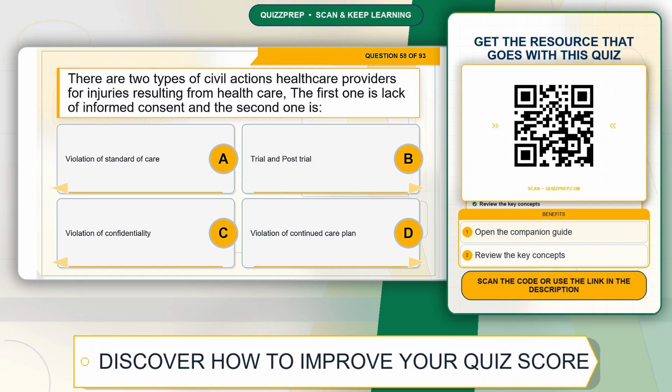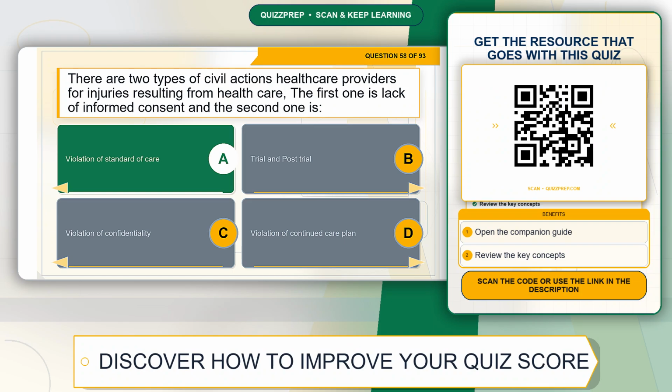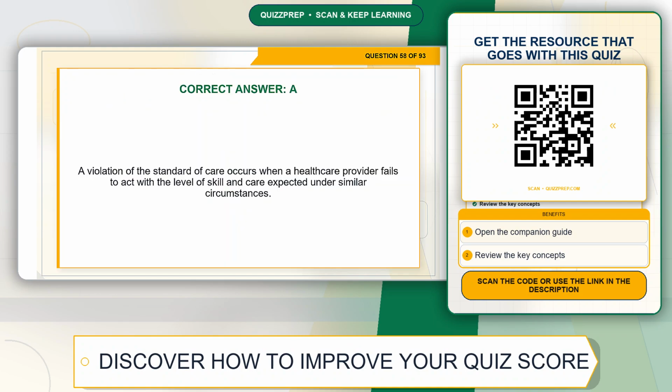Question 58. There are two types of civil actions against healthcare providers for injuries resulting from healthcare. The first one is lack of informed consent and the second one is: Option A, violation of standard of care. Option B, trial and post-trial. Option C, violation of confidentiality. Option D, violation of continued care plan. The correct answer is option A, violation of standard of care. Explanation. A violation of the standard of care occurs when a healthcare provider fails to act with the level of skill and care expected under similar circumstances.